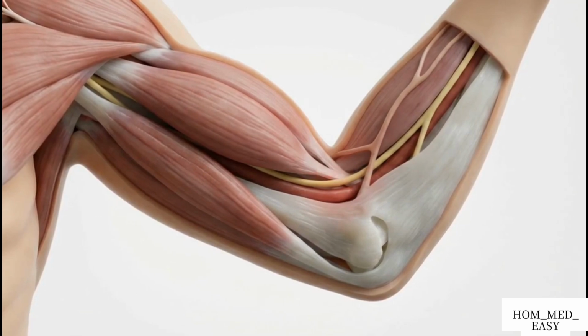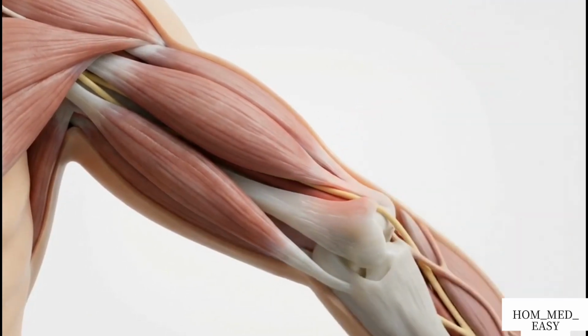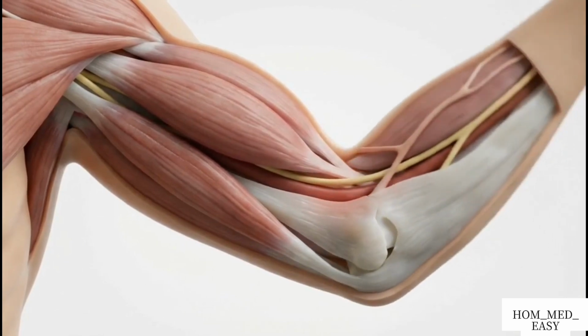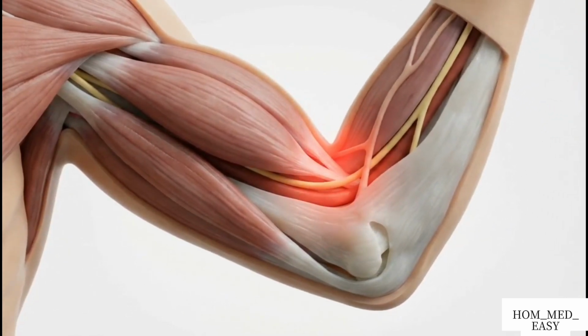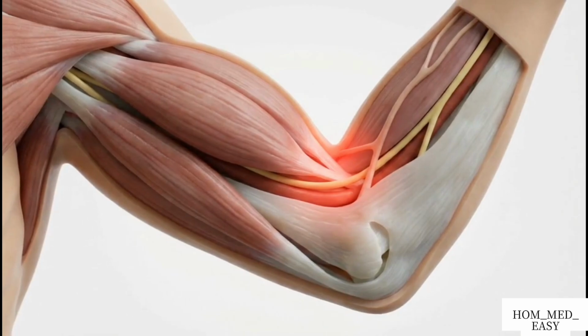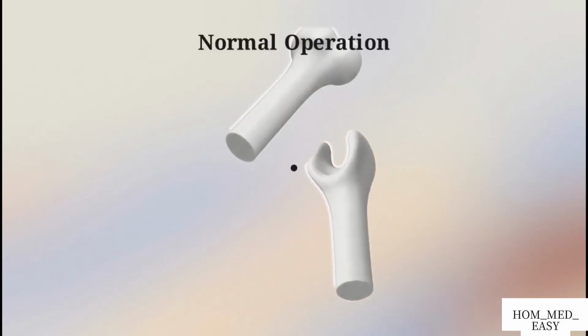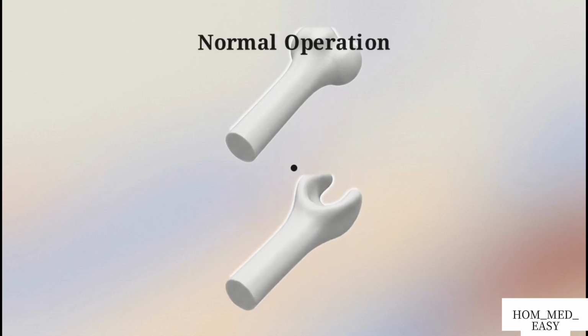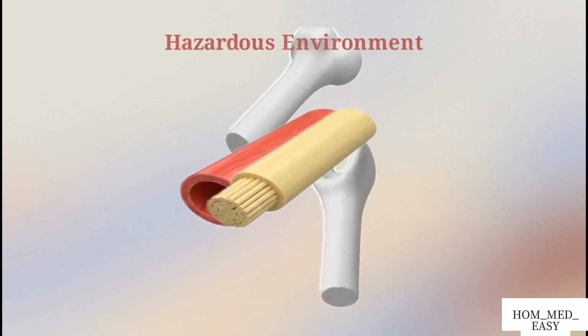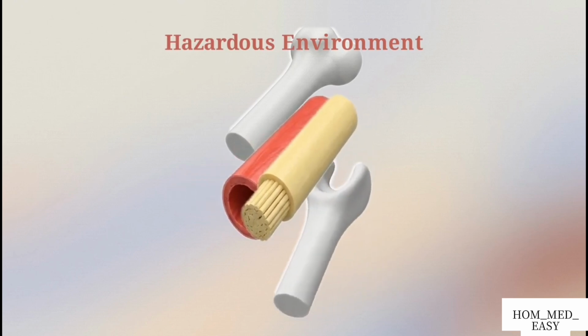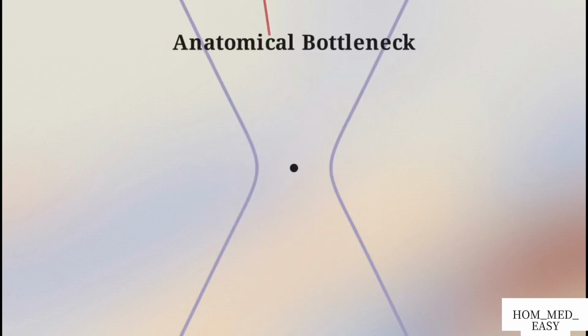The human elbow is a hinge in near constant motion. Every time you flex, extend, or lift, the joint generates significant mechanical stress. For hard structures like bone and tendon, this is normal operation, but for delicate tissues, this constant articulation creates a hazardous environment. This creates a major anatomical bottleneck.